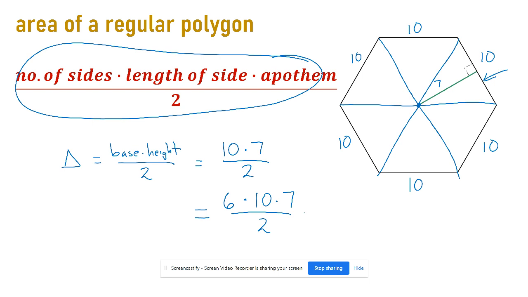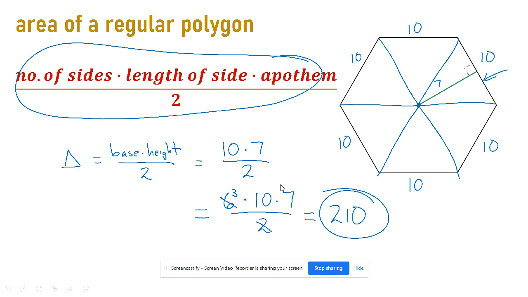Now, you could plug this in a calculator if you want to. One thing I like to do, if I have an even number on top, like I have a 6 on top, I have a 10 on top, I like to simplify my fraction a little bit. So what I can do is I see a 6 and a 2. I can simplify those, divide them both by 2. That's going to become a 3. So now I have, the 2 is gone, so I have 3 times 10 times 7. So 3 times 10 is 30. 30 times 7 is 210. So the area of that hexagon is 210.